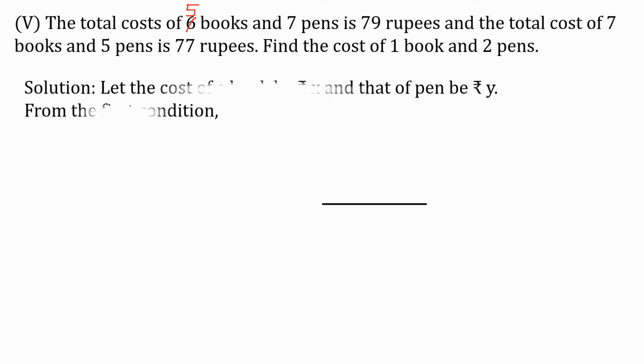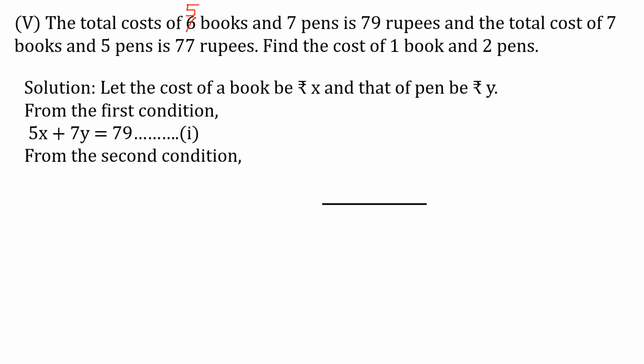Now, students, let's assign variables. Let the cost of a book be rupees x and the cost of a pen be rupees y. So from the first condition, what will we get, students? 5x plus 7y equal to 79. Now the second equation will become what? From the second condition, that is 7 books and 5 pens, so 7x plus 5y equal to 77.